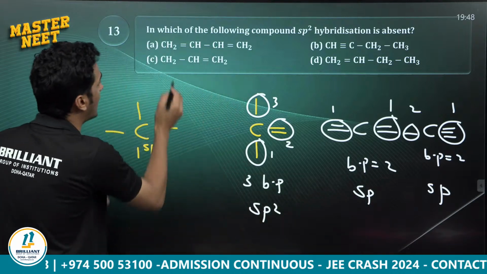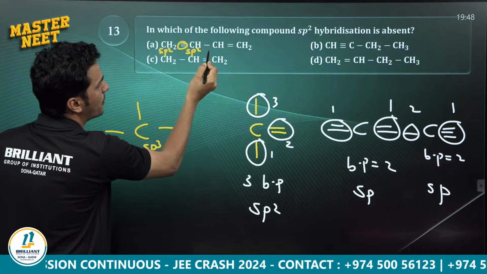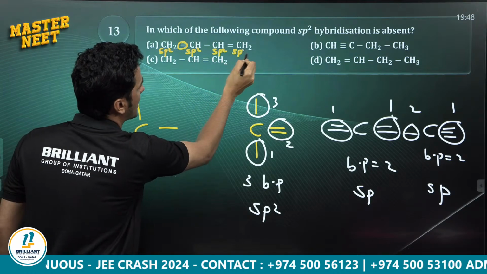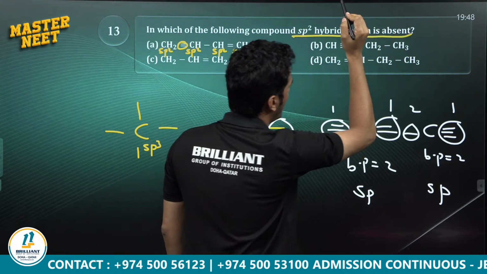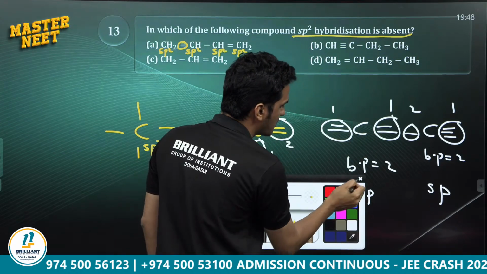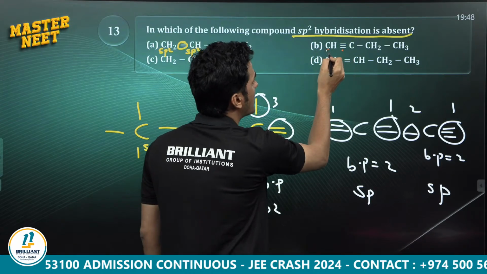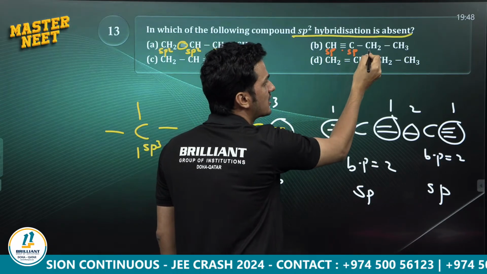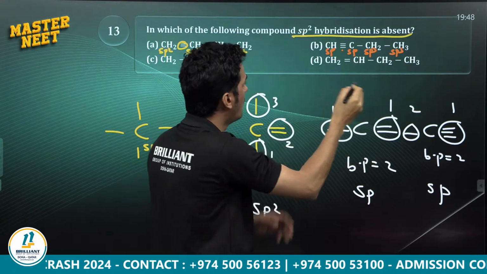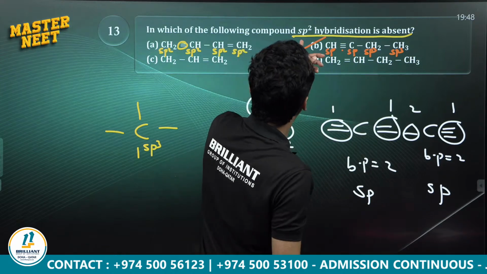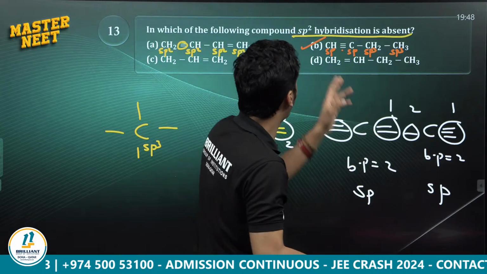While we are checking the options, here a double bond is there, so this carbon is sp2. This carbon also sp2, this carbon sp2, this carbon sp2. All are sp2. The question is, in which compound is sp2 absent? What about this one? Listen to me carefully. This carbon has a triple bond around it, sp. This carbon sp. This carbon sp3, all are single bonds. This carbon sp3, all are single bonds. So in that case, sp3 and sp are there, not sp2. So B is the answer.